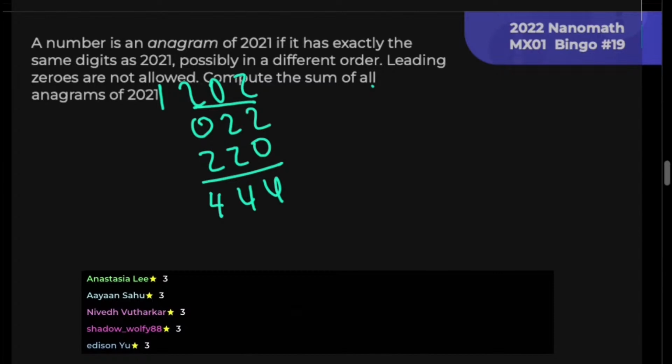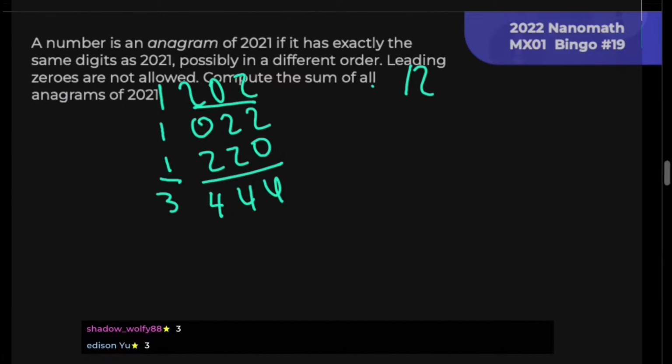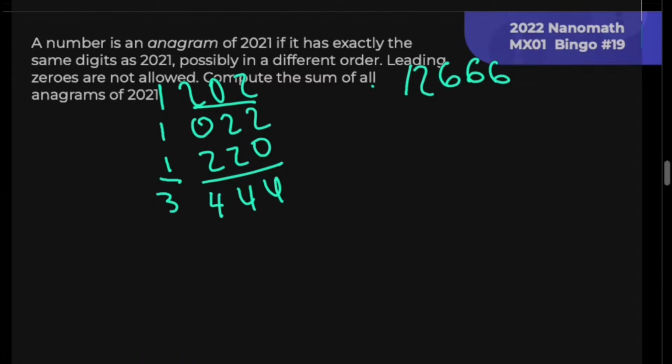And then this would sum to 3. So that means the sum of ours, whenever it starts with 1, is 3,444. Whenever we started with 2, it was 12,666. Then whenever it started with 1, it was 3,444. Those are the only cases, so we add them. Hopefully I do not mess up my addition this time.